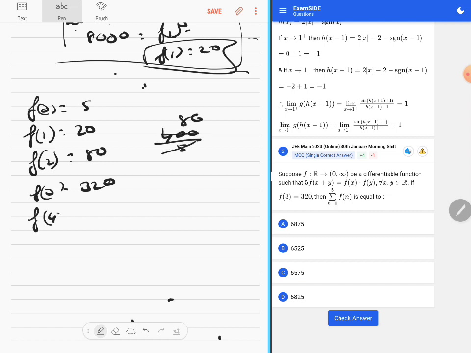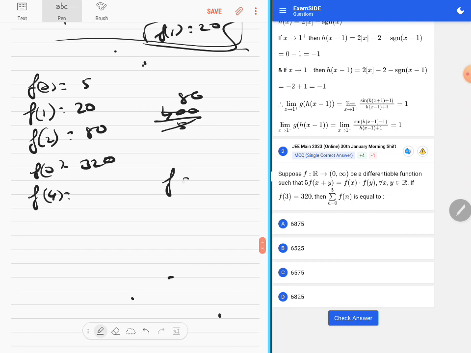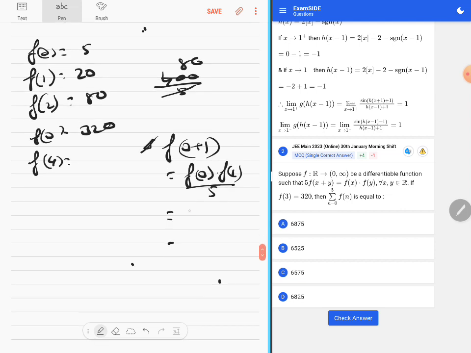So f of 4 we haven't found. F of (3 plus 1) is f of 3 into f of 1 by 5, because a 5 is missing here, right? So f of 3 itself is 320, f of 1 we found is 20, divided by 5, which gives 1280.